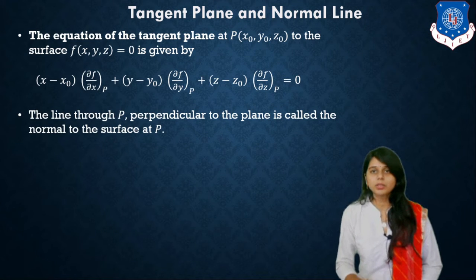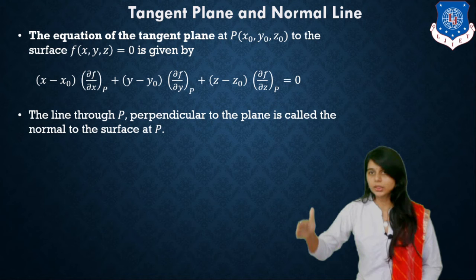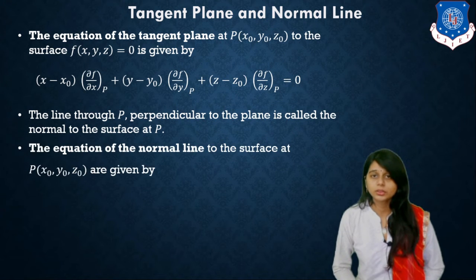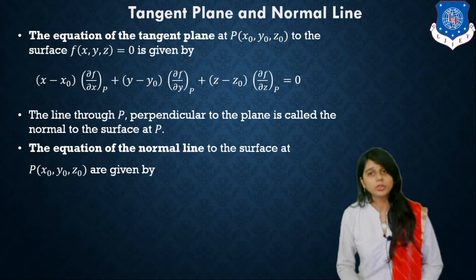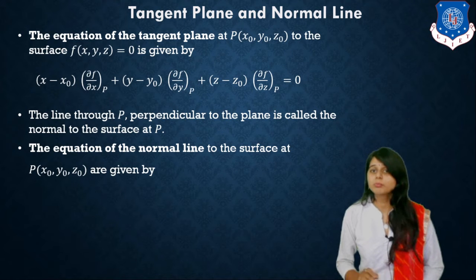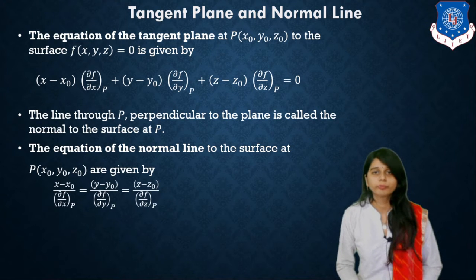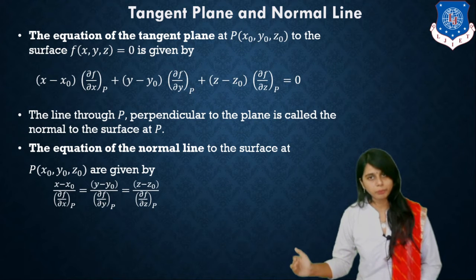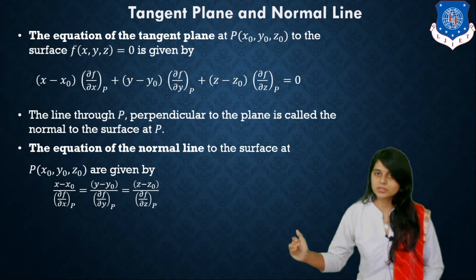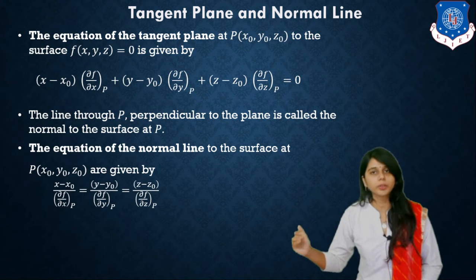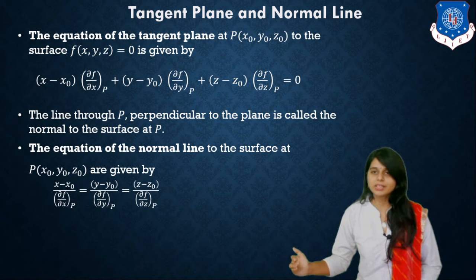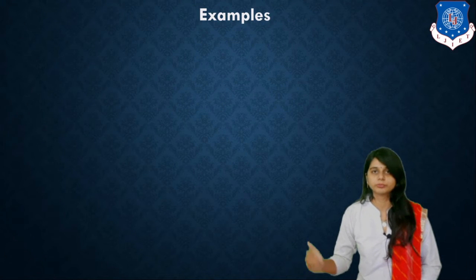The line through P perpendicular to the plane is called the normal to the surface at P. The equation of the normal line to the surface at P is given by (x minus x0) upon del f by del x at point P equal to (y minus y0) upon del f by del y at point P equal to (z minus z0) upon del f by del z at point P.